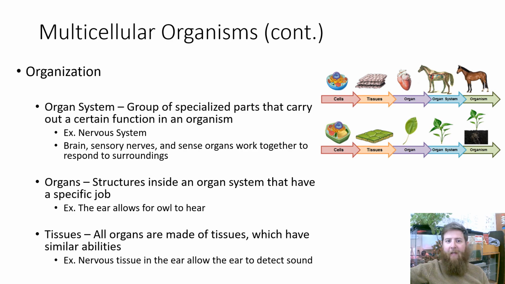This multicellular organization goes up bigger. You go from your big things like your organisms. They are made up of organ systems. Those organ systems are made up of organs. Those organs are made up of tissues, et cetera, on down. An organ system is a group of parts that carry out a specific function. For a plant, it might be the xylem and phloem. They carry water to and from in the plants. An organ is a structure inside of an organ system that has a specific job. So an organ might be a root for a plant. And all organs are made up of tissues which have similar ability. It might be vascular tissue and ground tissue in plants versus circulatory and connective tissue in animals.